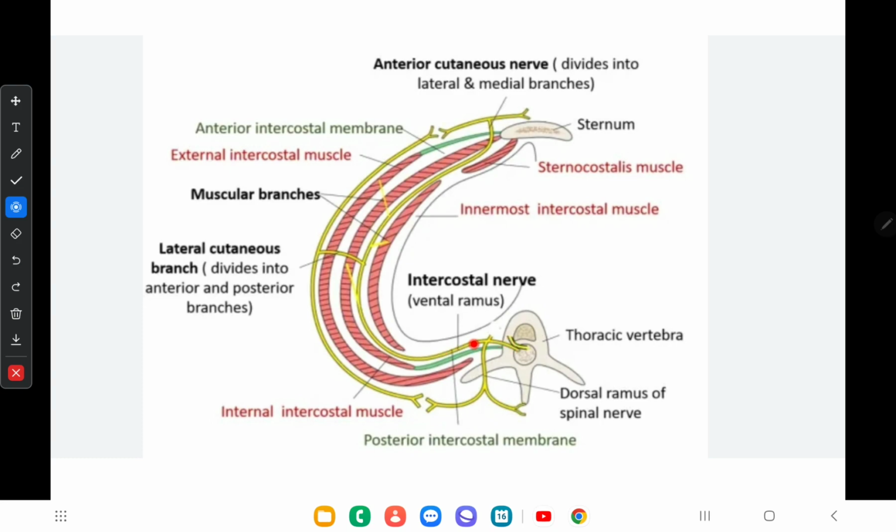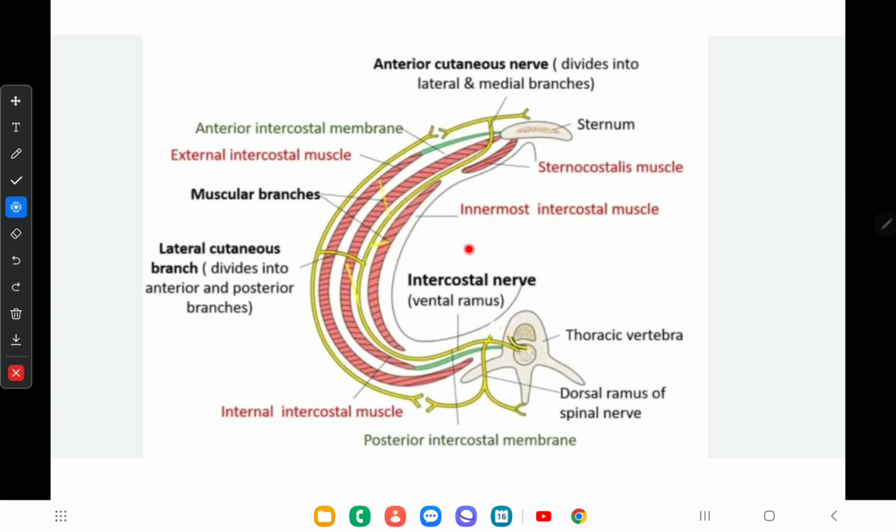And this is the ventral ramus of the spinal nerve, and this is the dorsal ramus. This is the ventral ramus, this is the dorsal ramus. So we call this ventral ramus of the spinal nerve the intercostal nerve. Here you can see the ventral ramus of the spinal nerve, we call it intercostal nerves.